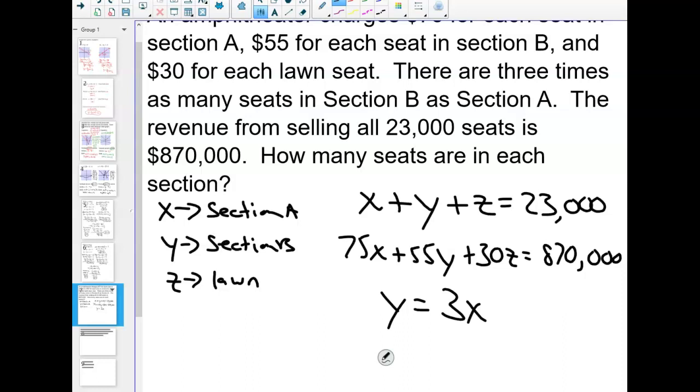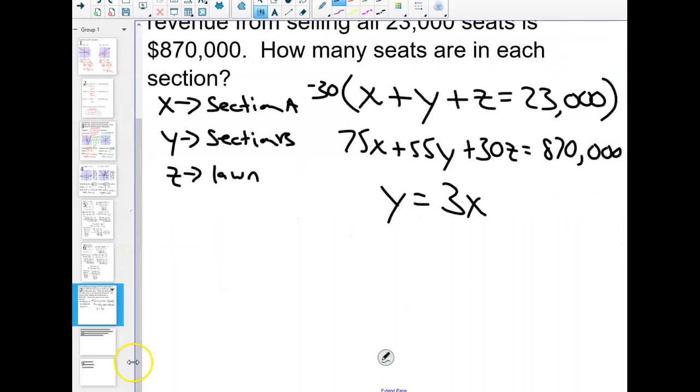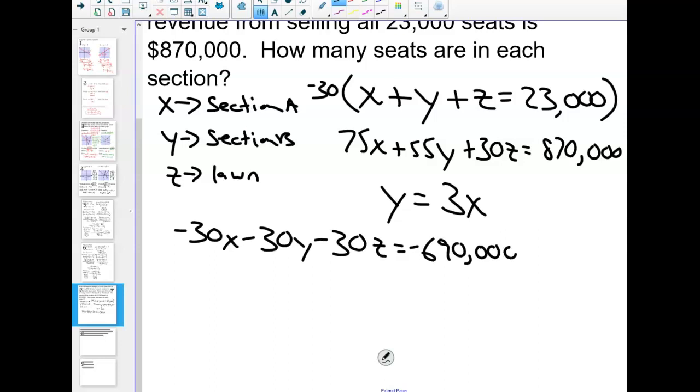Now the bottom equation doesn't have a z in it. So if I can get rid of the z in the top 2, I'm going to be in good shape. Multiply the top by negative 30. So negative 30x minus 30y minus 30z equals negative 690,000. 75x plus 55y plus 30z is 870,000.